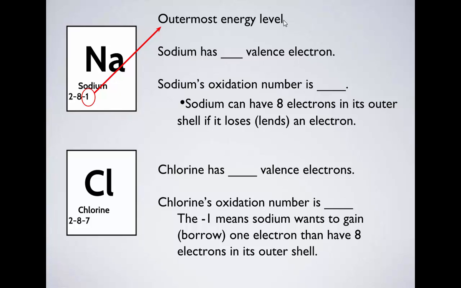Look at sodium. How many valence electrons? 1. What do you think its oxidation number is? Plus 1. It has 1 extra. Think about the plus as extra. How about chlorine? 7 valence electrons. What do you think its oxidation number is? -1. It's missing 1 electron. If it can get it, we'll have 8.